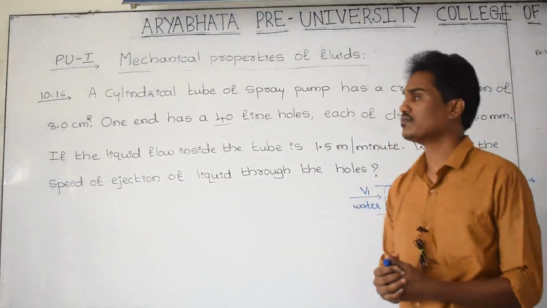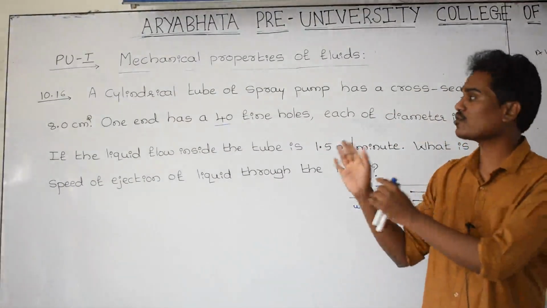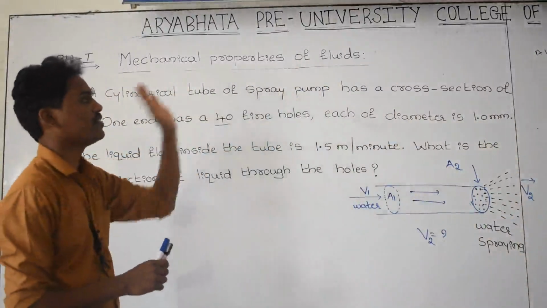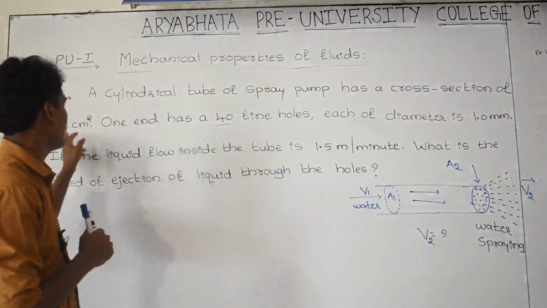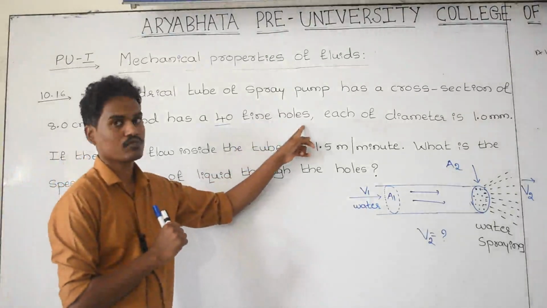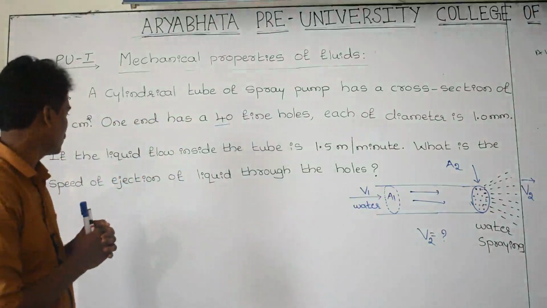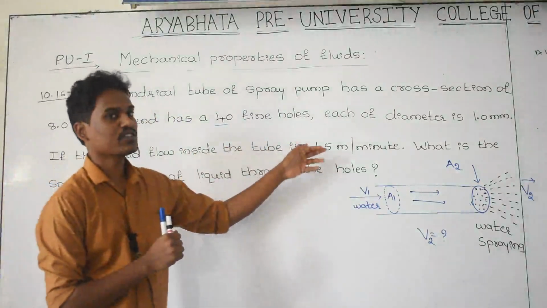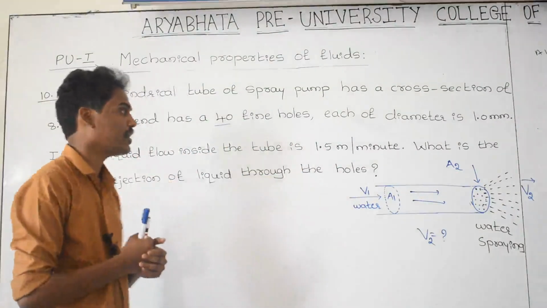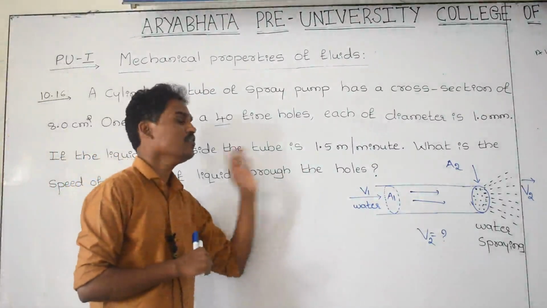Read the question, exercise number 10.16, mechanical properties of fluids. Read the question, what he has given first. A cylindrical tube of a spray pump has a cross section of 8 centimeter square. One end has 40 fine holes. The diameter of each hole is 1 millimeter. If the liquid flow inside the tube is 1.5 meter per minute, then what do you need to find out? What is the speed of ejection of liquid through the holes?